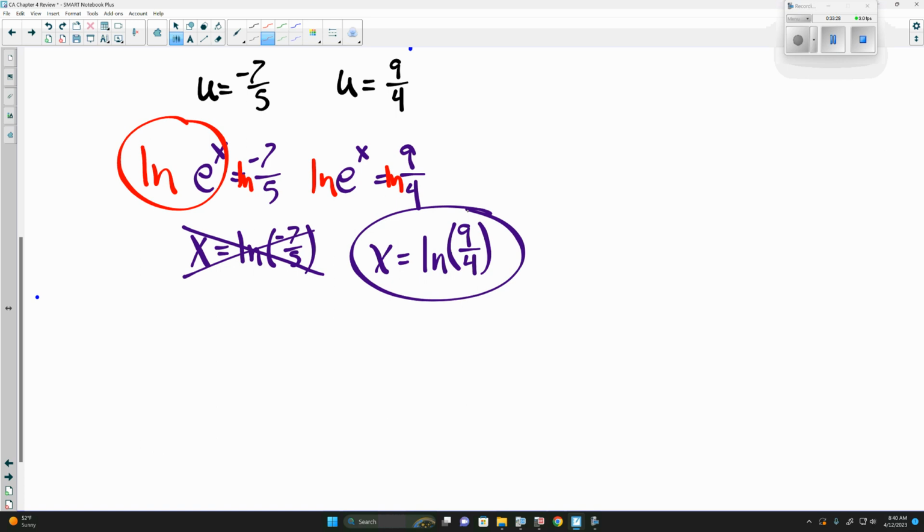I will take this here, and I believe for this problem I said you can leave your answer in terms of ln, in terms of the natural log. So that's as far as you need to take it. Any questions on any of this here?